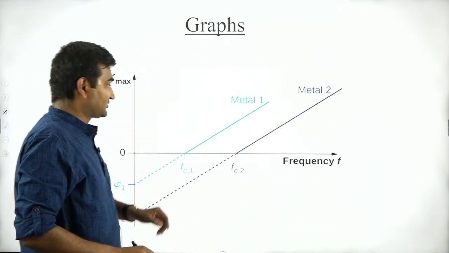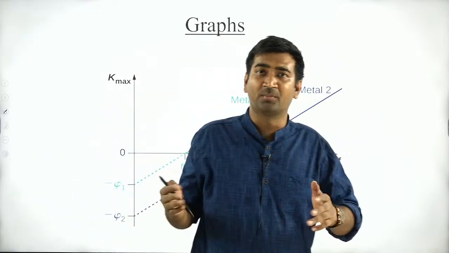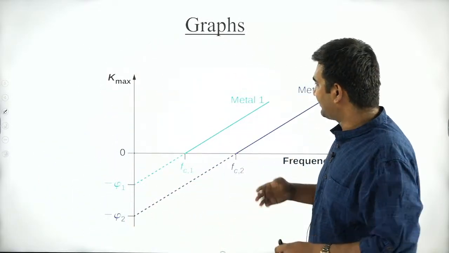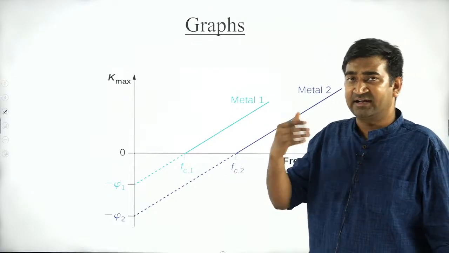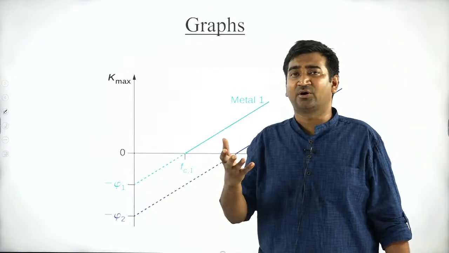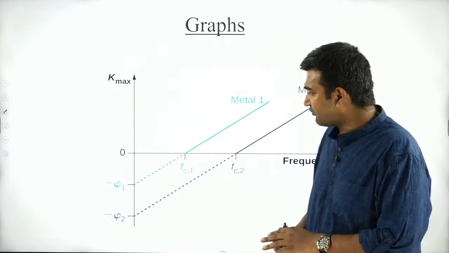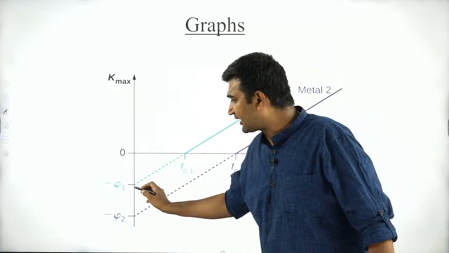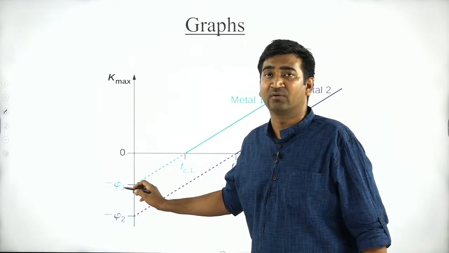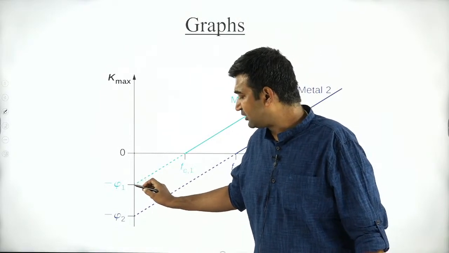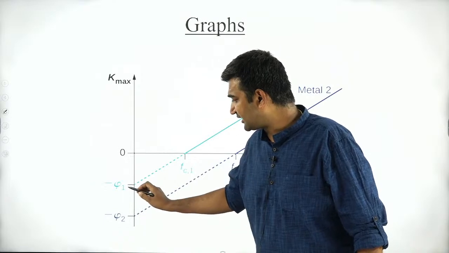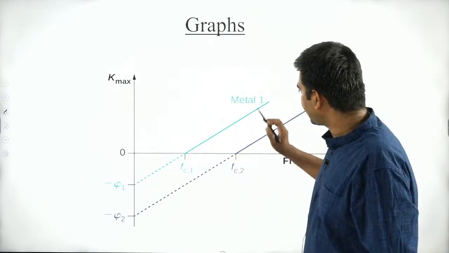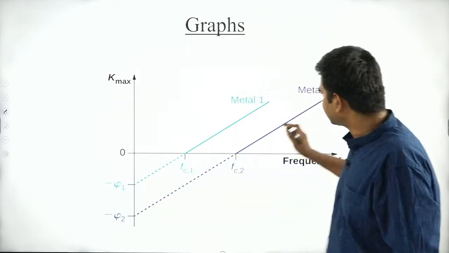Then this graph is sometimes asked between two metals. Obviously, I told you every metal will have different properties, so a different work function will be there. Now when you extrapolate this K versus frequency curve, here you will get your work function. This is the phi 1 work function for this metal, and this is the phi 2 work function for metal 2.